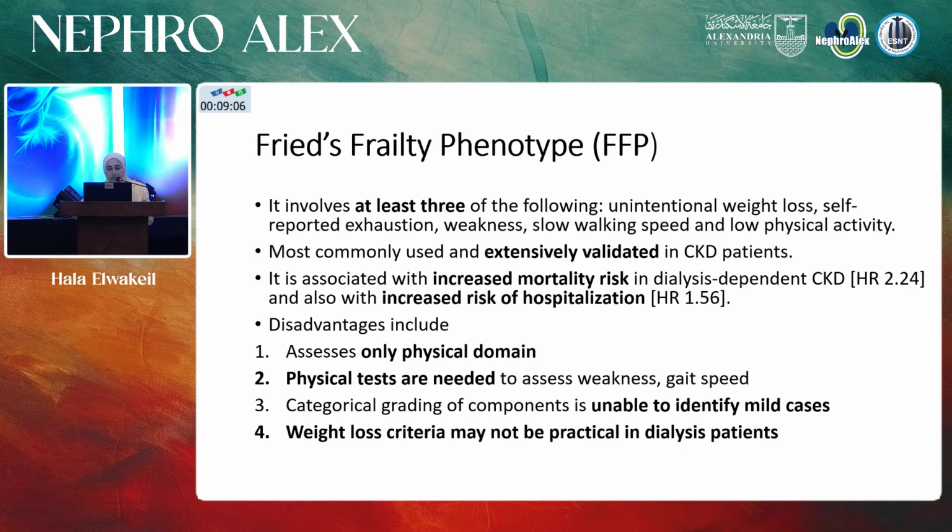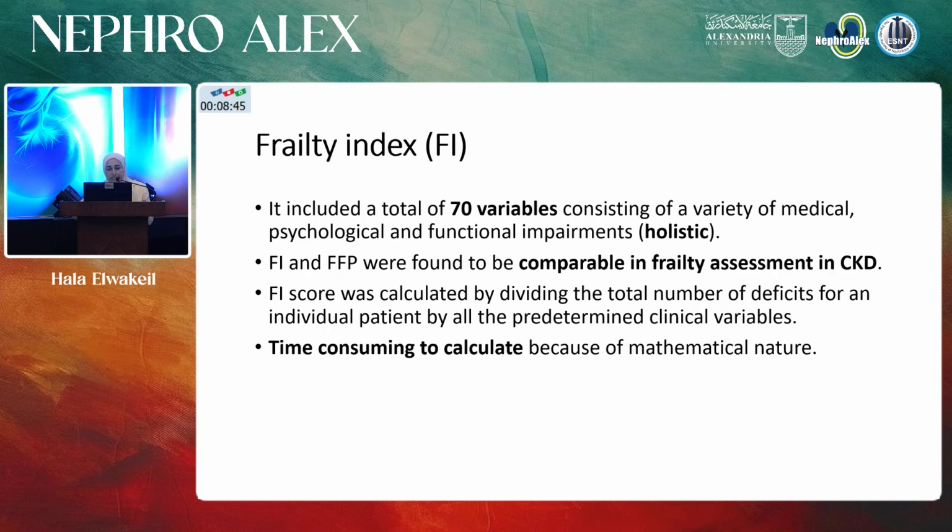As we mentioned, the frailty phenotype is the most validated, and it is highly correlated with increased mortality risk and rehospitalization, but it has the disadvantage of measuring only physical domains, physical tests are needed, and weight loss is somewhat not practical in hemodialysis patients. The frailty index is the most holistic. It measures 70 variables consisting of a variety of medical, psychological, and functional impairments, and it is highly validated in CKD patients, but it is time consuming to calculate.